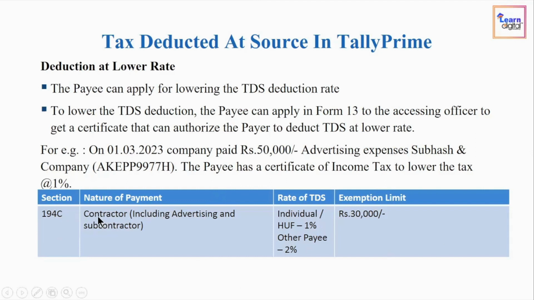The name of the payment will be contractor, including advertising and subcontractor. The rate of TDS will be 1% for individual and HUF, and 2% for other payees, and the exemption limit is 30%. So if we go through this TDS section, Subhash and Company is of type other payee, so 2% TDS deduction will get applied for this person.